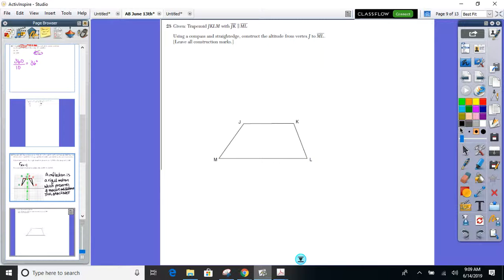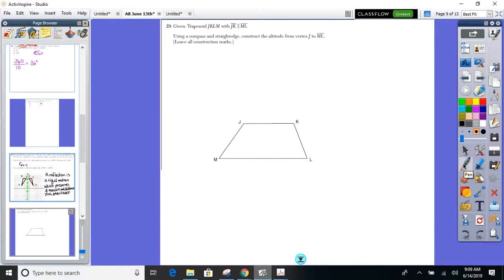Refresh. What's an altitude do? Oh, perpendicular to the side we're drawing it from. So I need a perpendicular line starting from J down to ML. And here's the reason I'm doing it. The answer to this question is not, let's do the fish like it usually is. This isn't a fish construction. That's why I picked it.